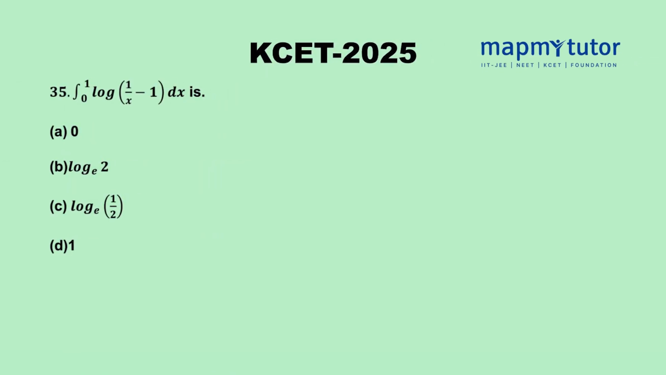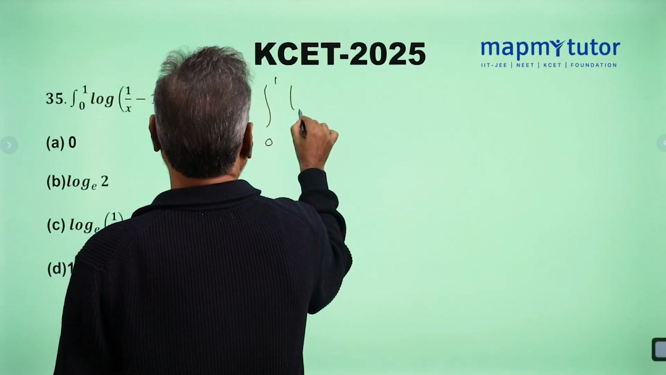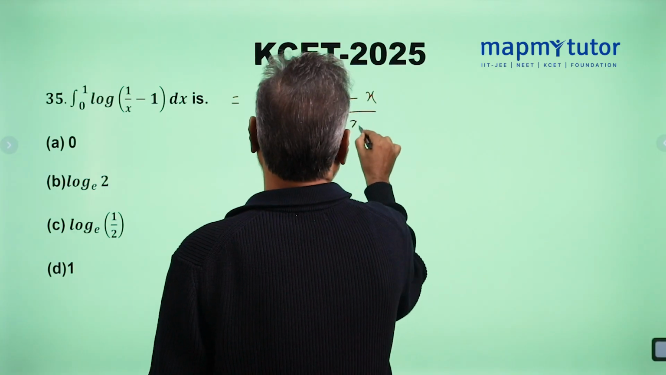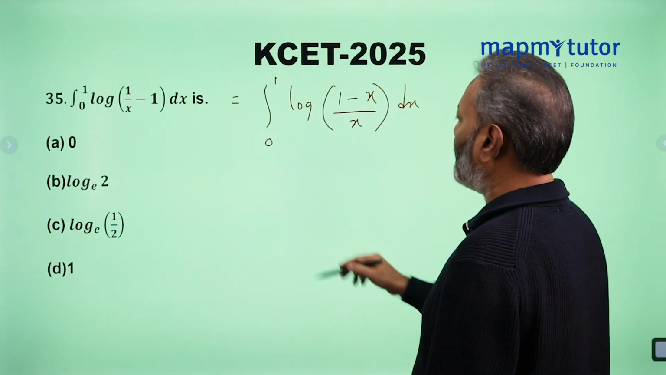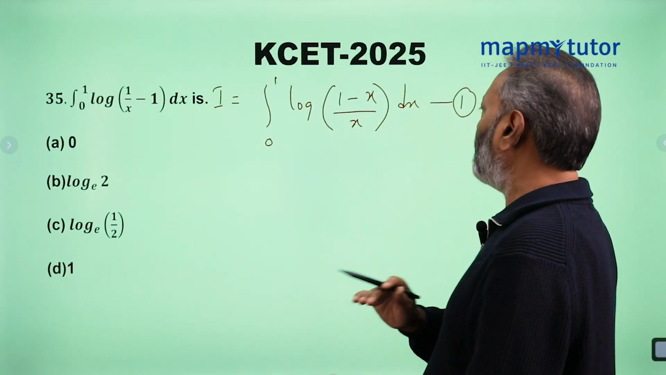Now another definite integral question. I'm going to change it a little bit. That's nothing but I'll take the LCM. Correct? 0 to 1 log of 1 minus x by x. Let me take it as I. I'll put it as 1.